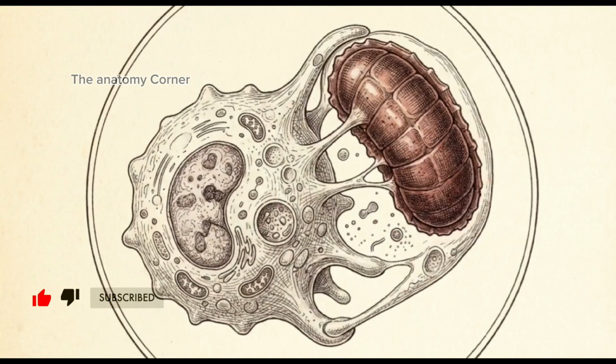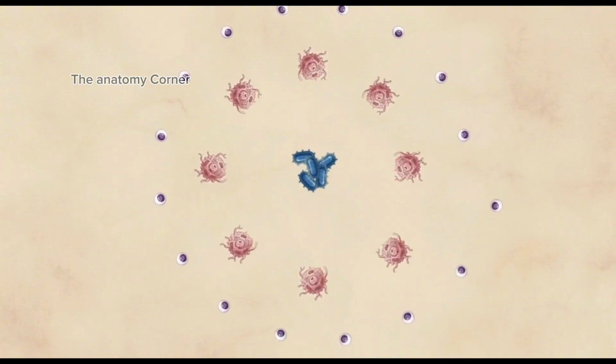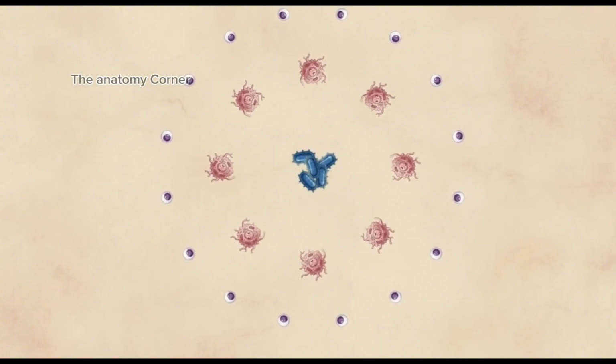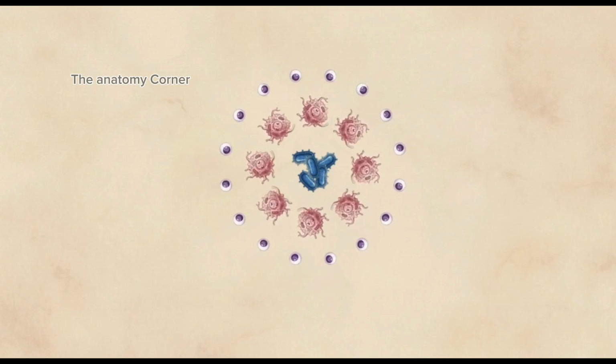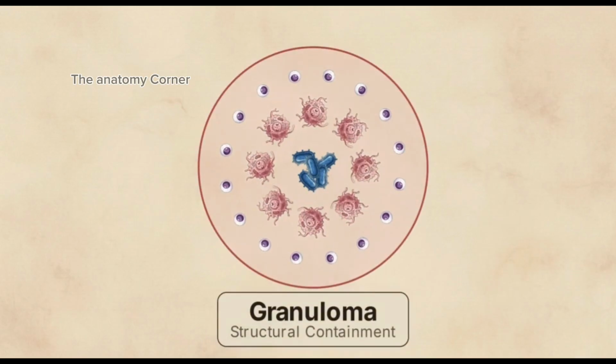This illustrates what happens when acute inflammation fails. If a pathogen like Mycobacterium tuberculosis is too resilient for neutrophils to destroy, the immune system shifts tactics. It deploys a secondary wave of defensive cells, macrophages and lymphocytes. Unable to kill the bacteria, they pack tightly together to form a dense, spherical barrier called a granuloma.